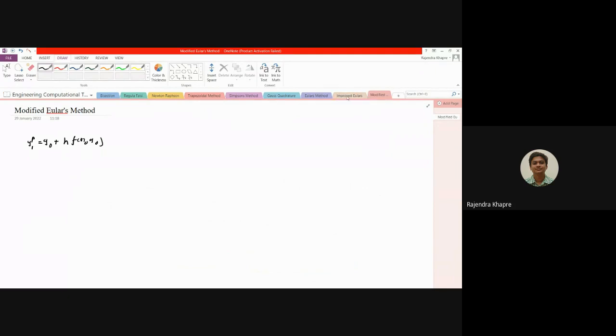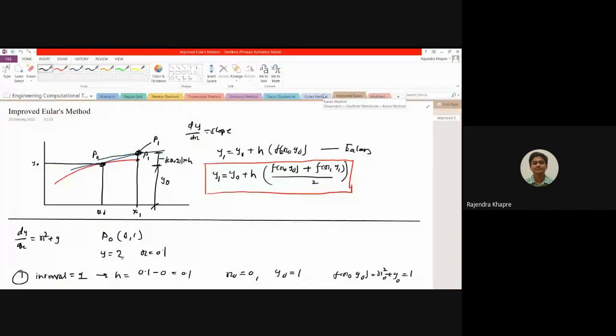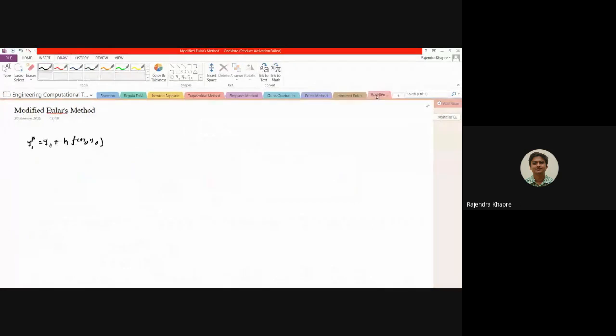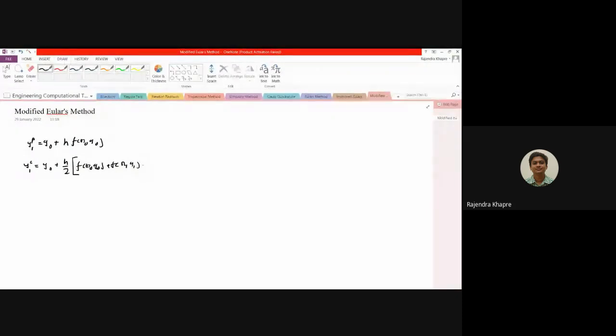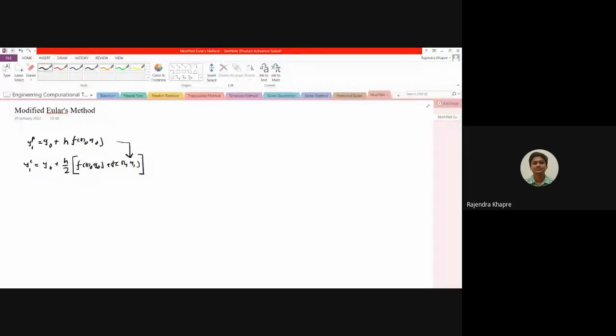Then in the improved Euler's method, we have seen a correction which we have to give to the predicted value. You can see on your screen the one marked with the red rectangle. This is the equation for the correction. So I'm going to write this down: y1 corrected will be y0 plus h by 2 into f of x0, y0 plus f of x1 and y1, where this f of x1 and y1 has to be taken from the predicted value.